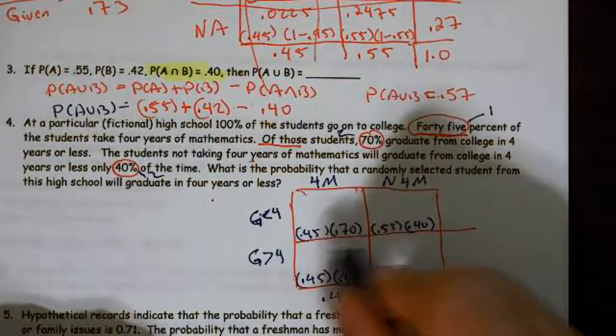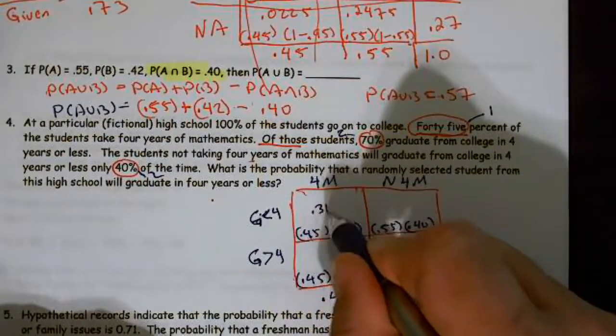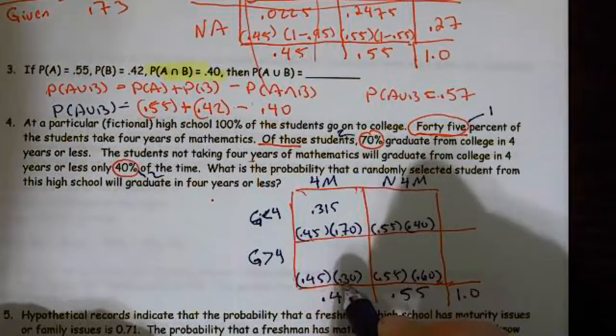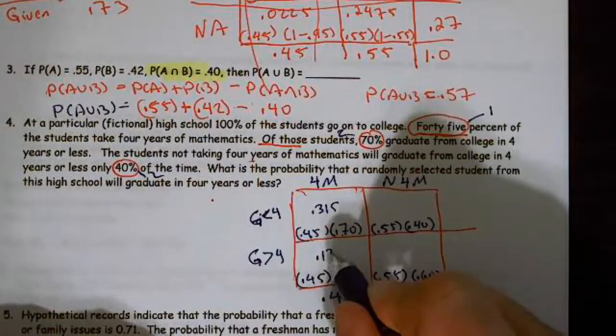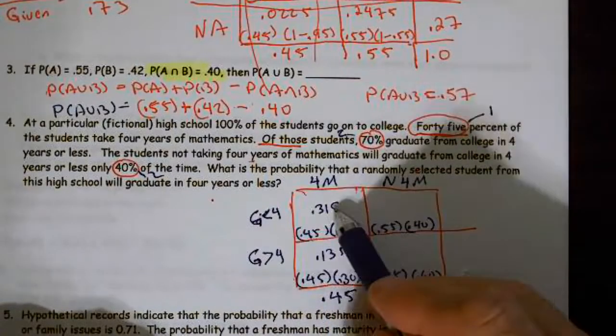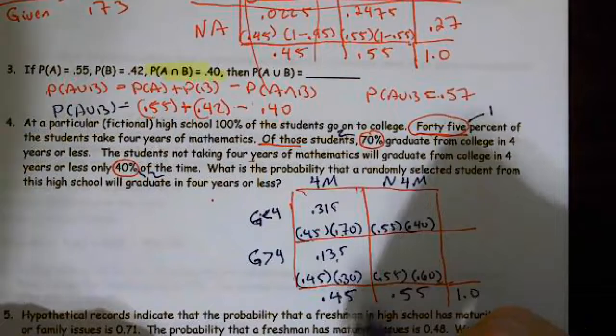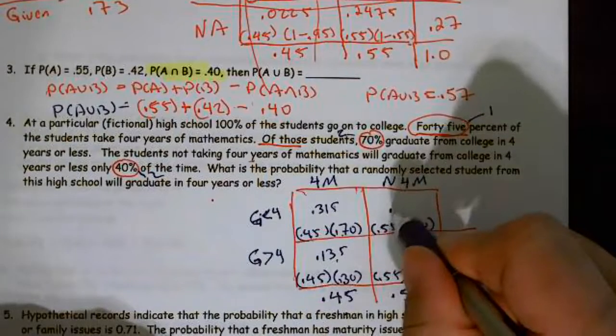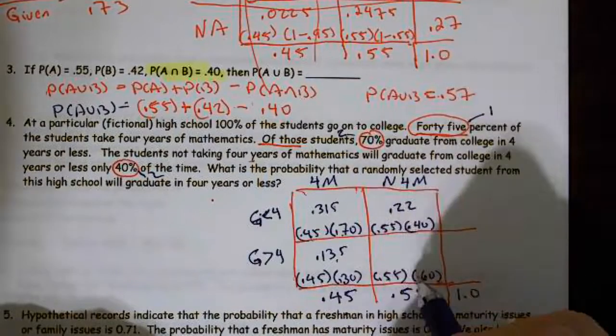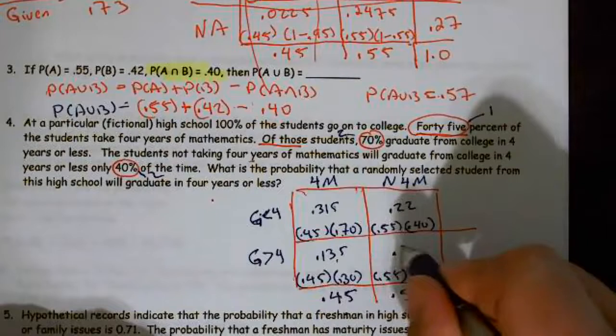Then I multiply this together and I get 0.315. I multiply these two together, I get 0.135. And these two sum together to equal this. This times this is 0.22. This times this is 0.33.